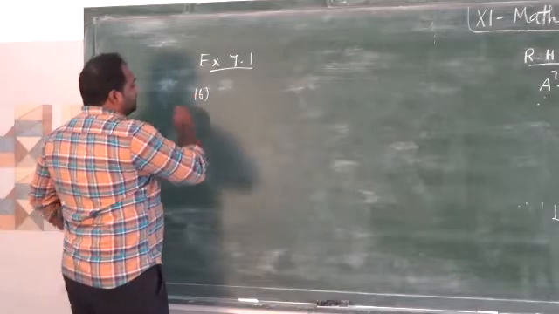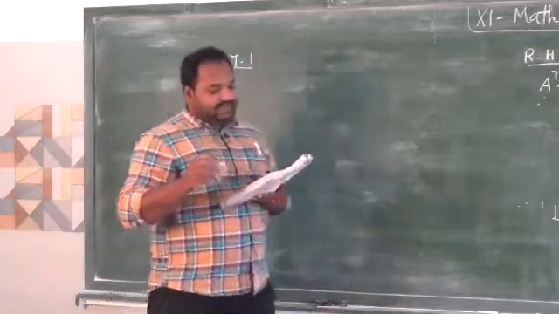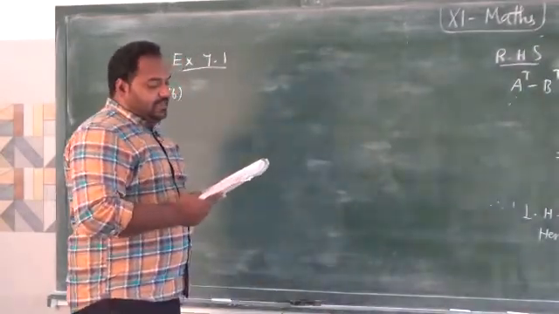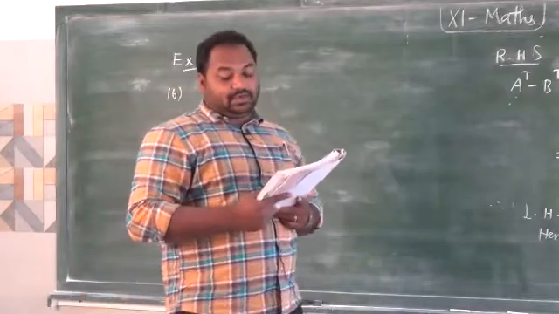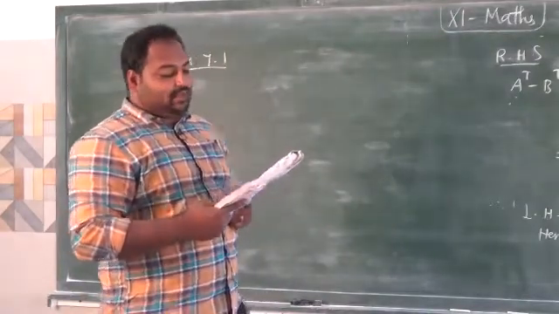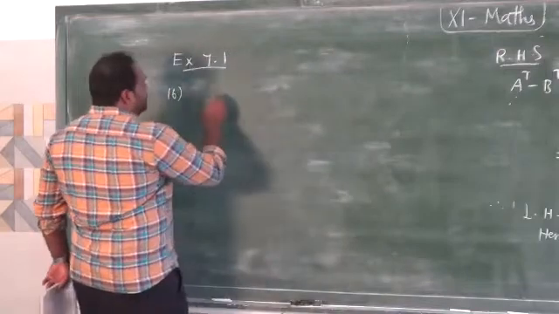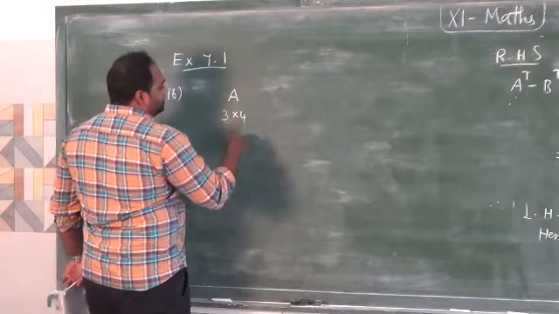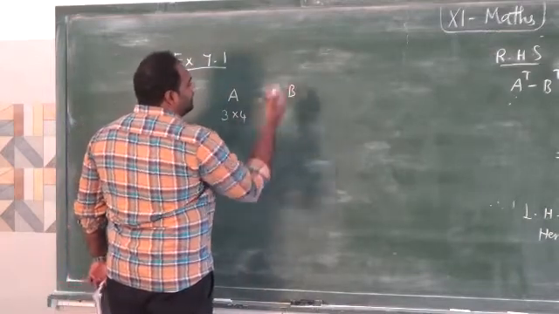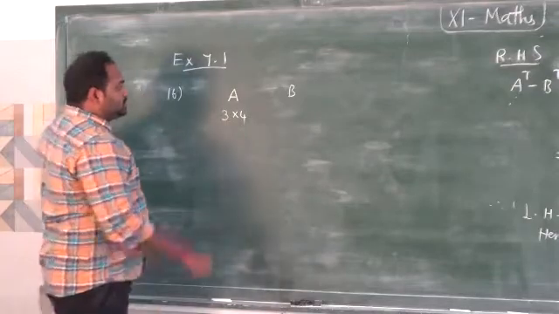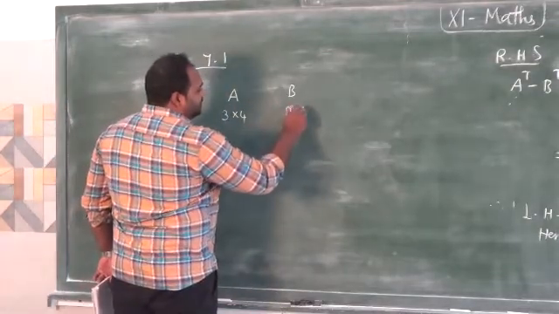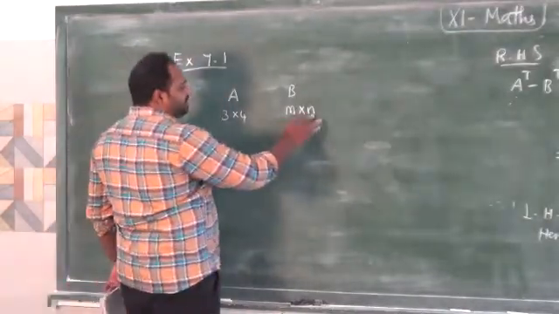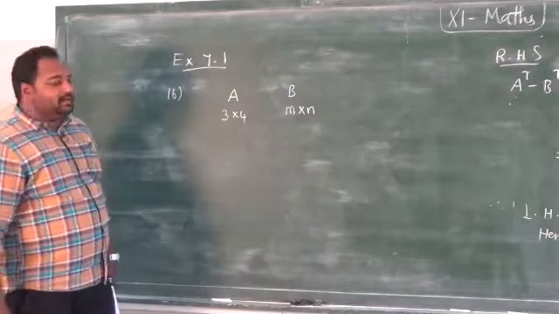Problem number 16. The question is: if A is a 3 cross 3 matrix and B is a matrix such that A transpose B and B A transpose are defined, what is the order of matrix B? Here the order of A is given, 3 cross 4. We have to find the order of B, so I am going to consider M cross N as the order of B. If we find the M value and N value, we can get the order of matrix B.